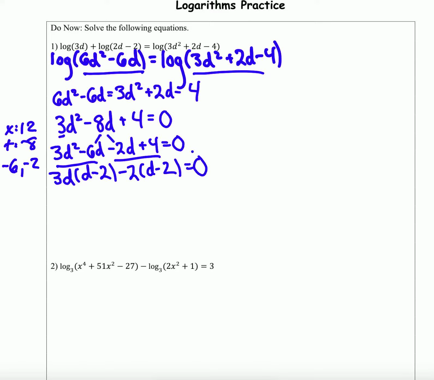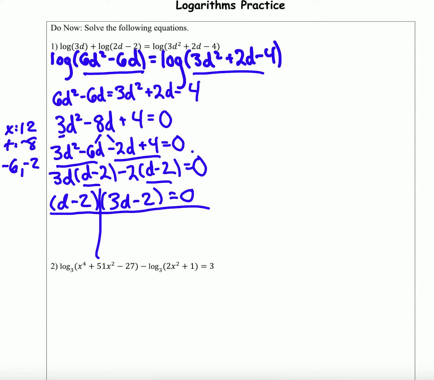It is factorable because we have the same factor here and here. So I'll take out the d minus 2, and what's left over is 3d minus 2 equals 0. It's fully factored. So we can now do the t-chart. Set each factor equal to 0 and solve from there. You should get d is equal to 2 here, and d is equal to 2 over 3 for that second factor.